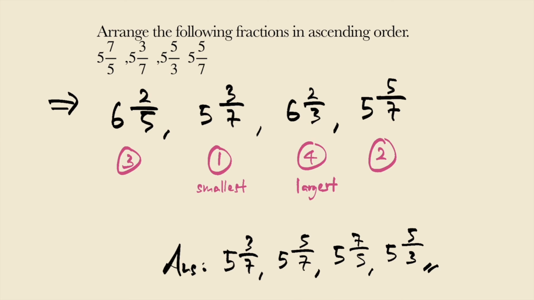And don't forget, we are not going to copy this, okay? We're going to copy what's given to us. So rank 1 will be 5 and 3/7. Rank 2 will be 5 and 5/7. Rank 3 will not be this, it will be this, okay? And finally, this is the last one.